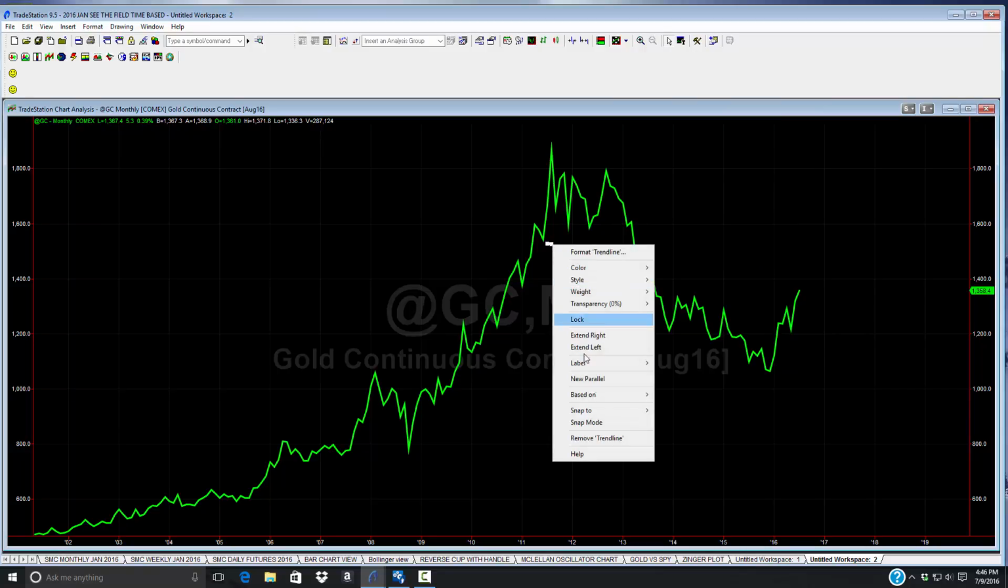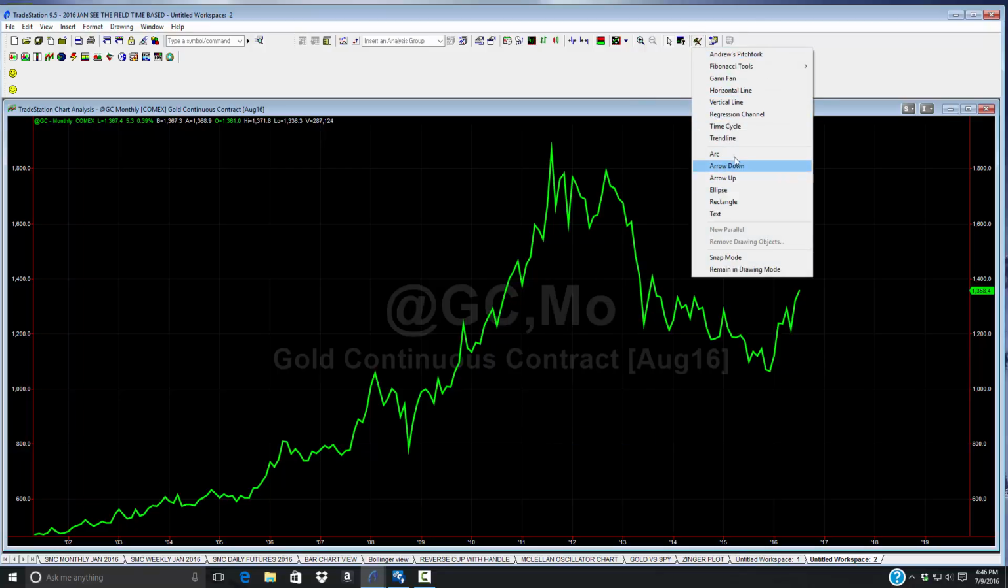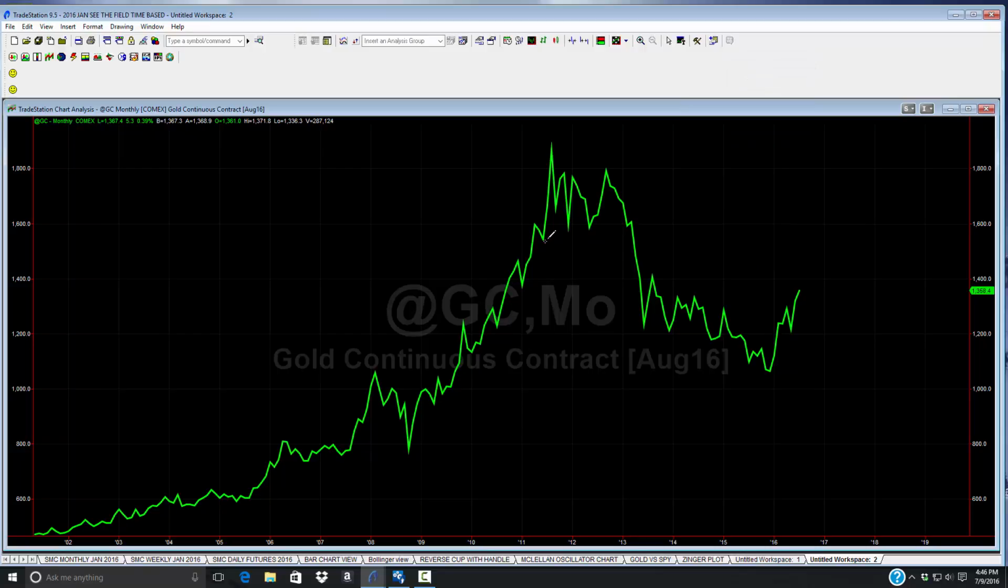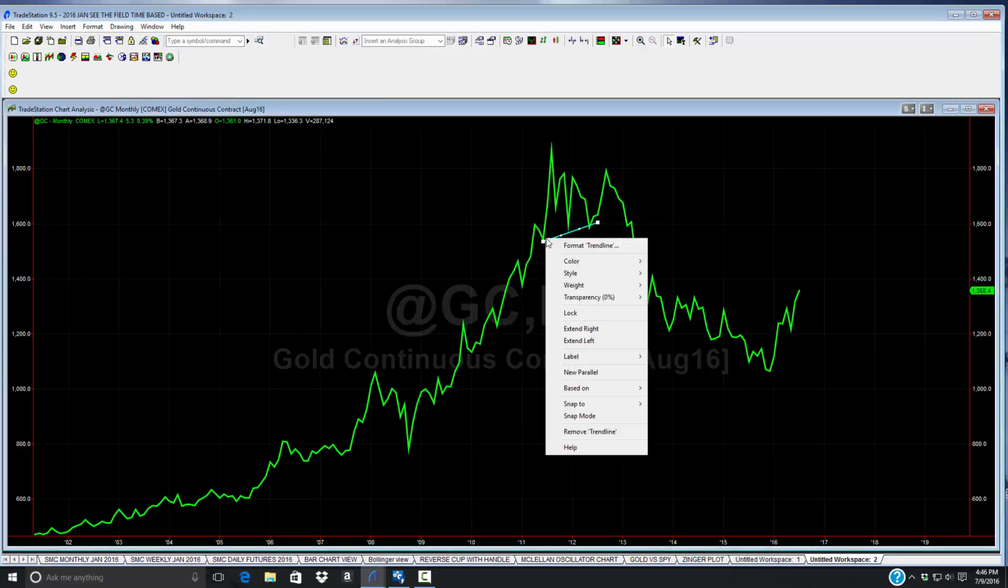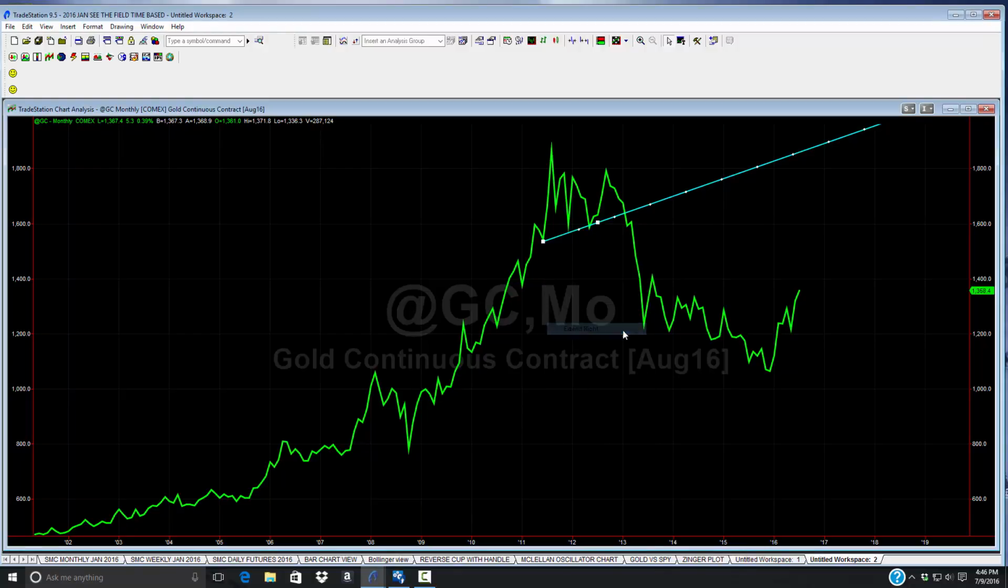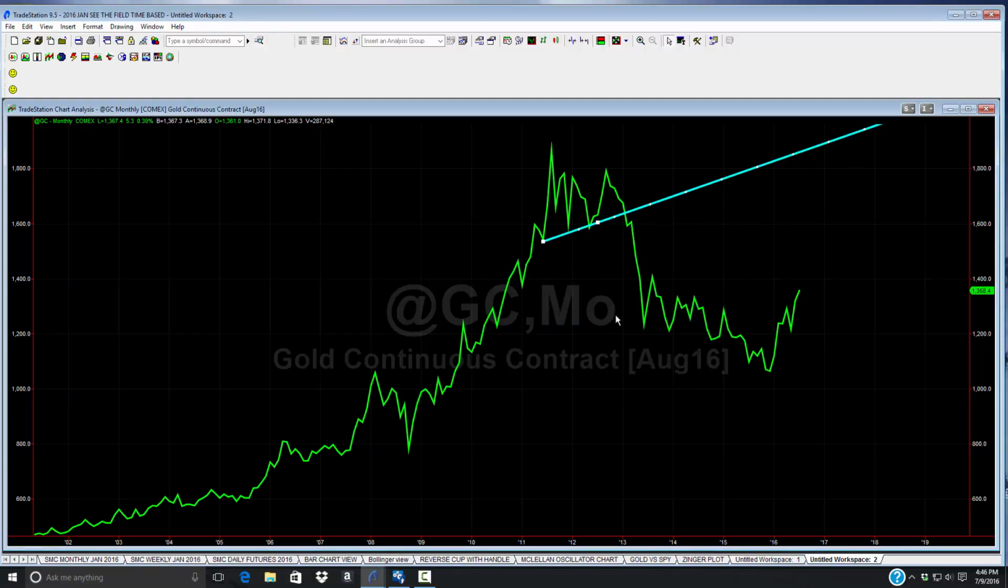Oops. Let's just remove that, try that again. We're going to come in here and draw a trend line on gold, see if we can learn from it. So we capture it here. I'm going to try to capture approximately these three points. It is on a monthly chart, and I'm going to extend it to the right, and make it heavier so that everyone can see it. Okay, so this would have been the low trend line.